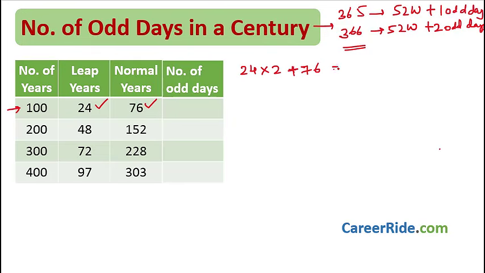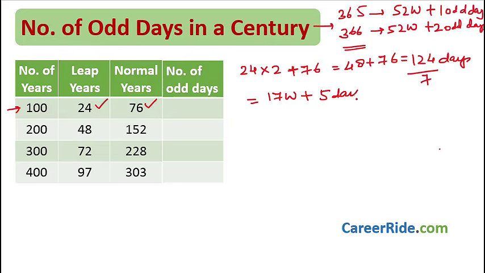So what does this give me? This is equal to 48 plus 76, and the total here becomes 124 days. Now, if I want to find out the number of odd days, I have to divide it by 7, because I want to see how many complete weeks are there. So how many complete weeks will be there if I divide 124 by 7? I'll get 17 weeks plus some number of odd days, and these odd days will be 5 days, because this is the remainder.